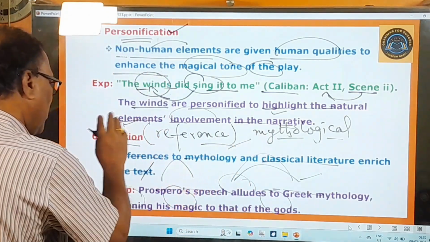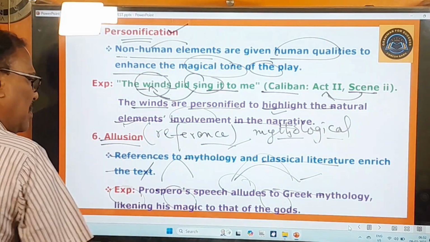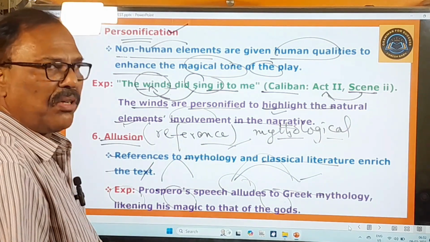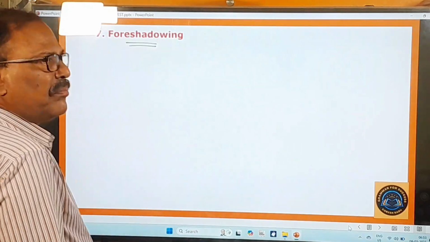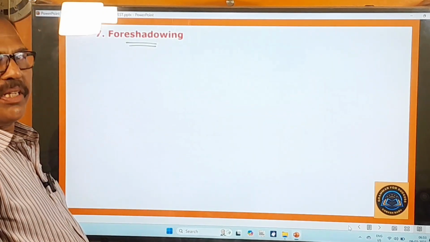So in this way, this allusion is used in this drama. Okay, now let's move on to learn about the other literary devices. Foreshadowing is another beautiful literary device.